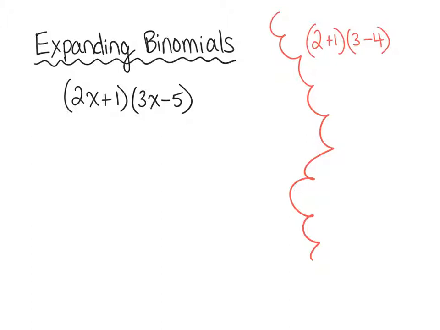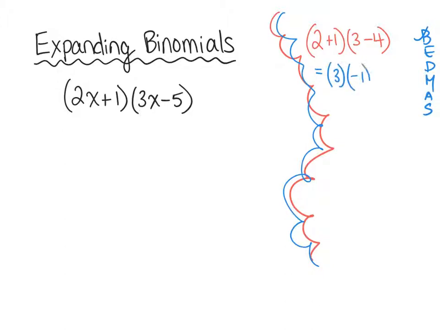If you want a little background, if we had 2 plus 1 in brackets times 3 minus 4, we could do that no problem. We'd just do the brackets first because we always follow the rules of BEDMAS. They rule our life in the math world. So we do the operations inside the bracket. 2 plus 1 is 3, and 3 minus 4 is -1. And 3 times -1 is -3.